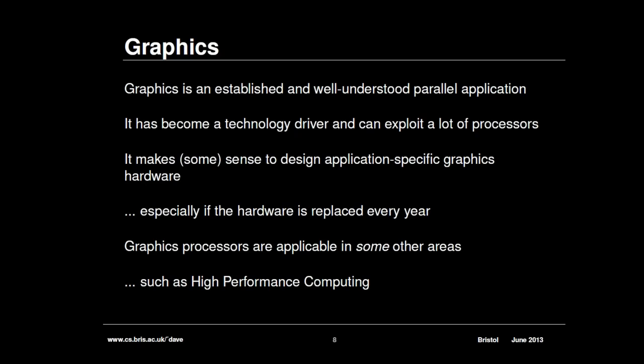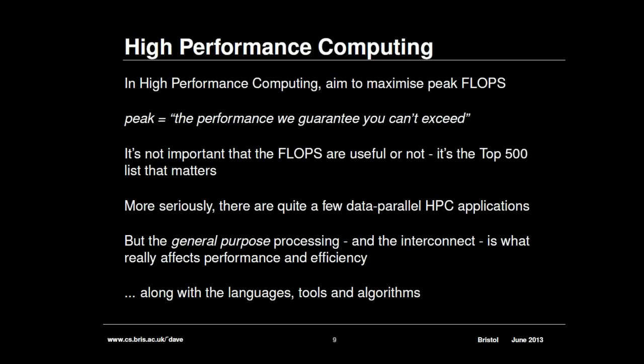But on the other hand, given that so many people seem to replace their phone every year, I guess you can just keep up and keep on optimizing for the next generation of software and try and get the best performance by implementing the algorithms and stuff in hardware. And of course, graphics processors are also applicable in some other areas. And high-performance computing is one of the ones that people have tried to target these gadgets at, for one or two reasons.